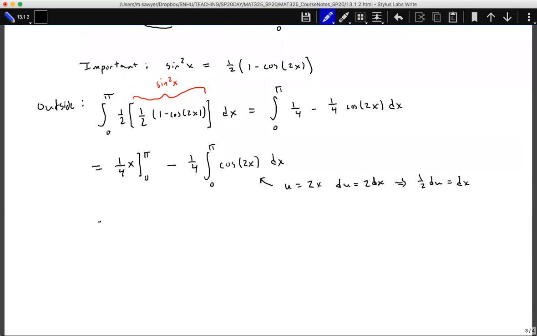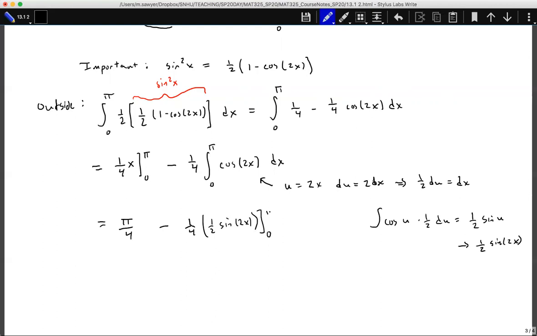So the integral, evaluated for this, we'd have pi over 4 for the first component minus 1/4. If we do our side work here, the integral of cosine of u times 1/2 du is equal to 1/2 sine of u, which we substitute back in, and we get 1/2 sine of 2x. We get the integral of 1/4 times 1/2 sine of 2x, evaluated from 0 to pi.